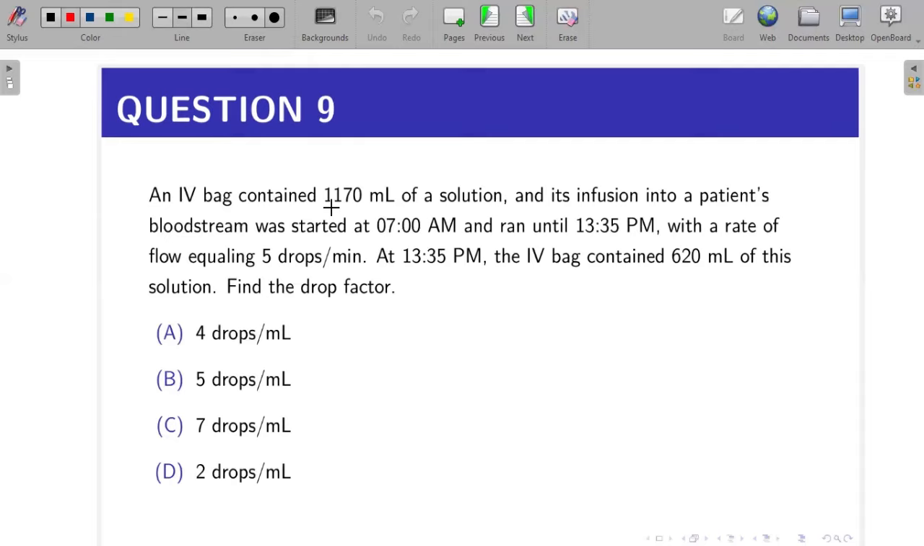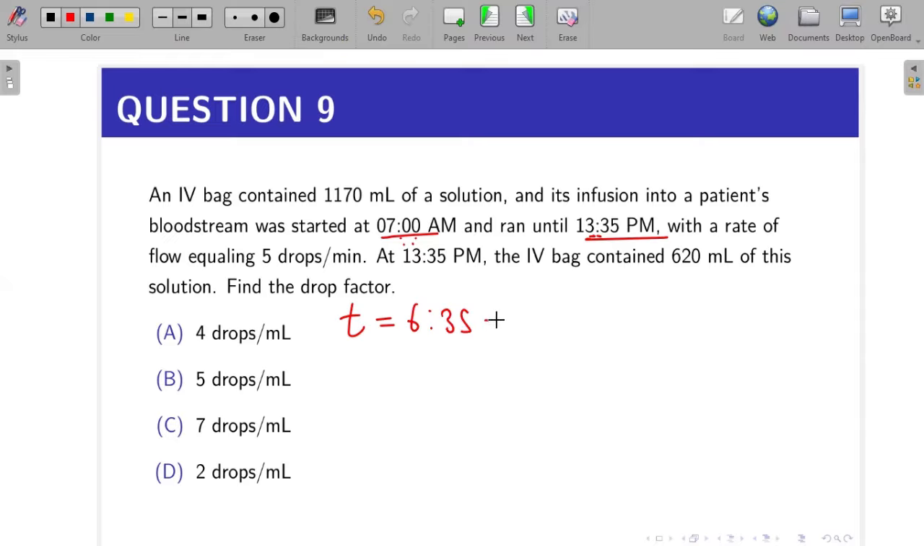Find the drop factor. To find the drop factor, we need the total number of drops, and then we need the volume that has been infused. Here I'll start with the time. The infusion started at 7 a.m. and ended at 13:35. What is the time in hours that elapsed? I'm just going to subtract these two times, and I find 6 hours 35 minutes.